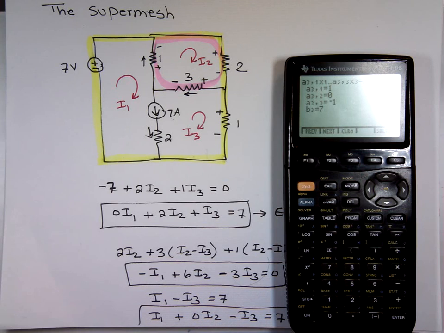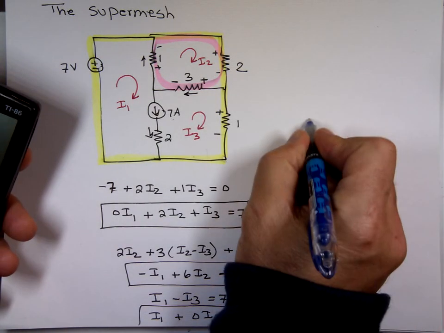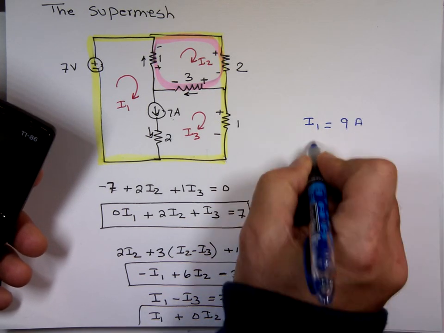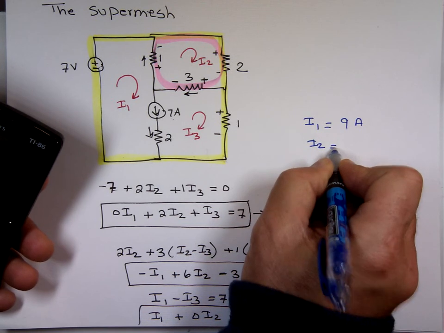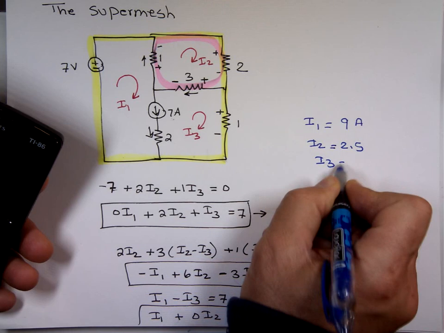Now we ask it to solve. And it says I sub 1 is 9, I sub 2 is 2.5, and I sub 3 is 2. So these are my currents. Now if you want to answer any other questions: I sub 1 is equal to 9 amps, I sub 2 is equal to 2.5, and I sub 3 is equal to 2 amps.